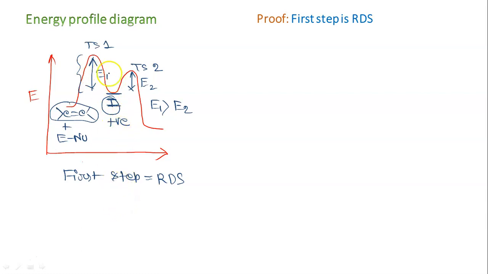As a result, this E1 value, that is the activation energy, will be high. So the reaction rate will be slow. So basically we will take that type of alkene where the rate determining step will be fast, and as a result the overall rate of the reaction will also be fast.